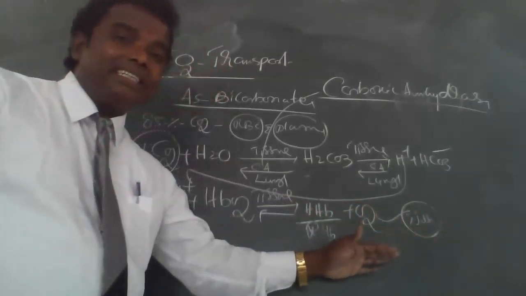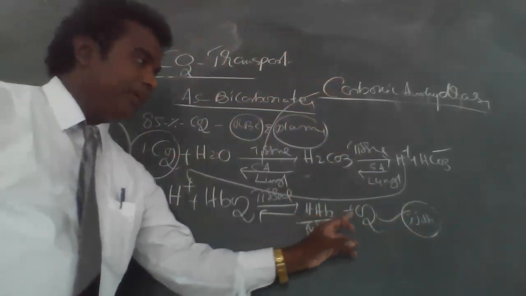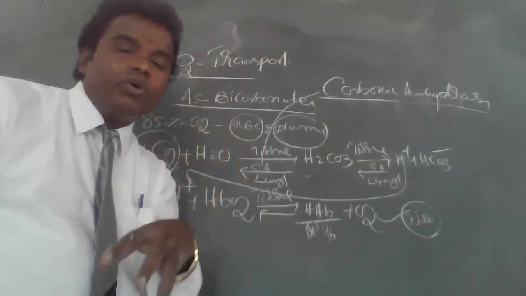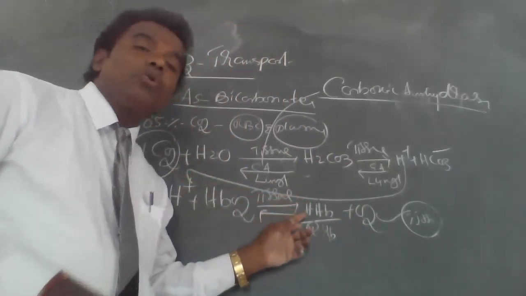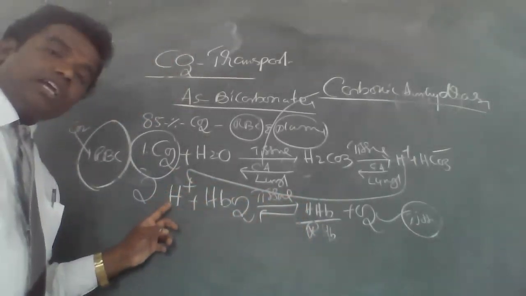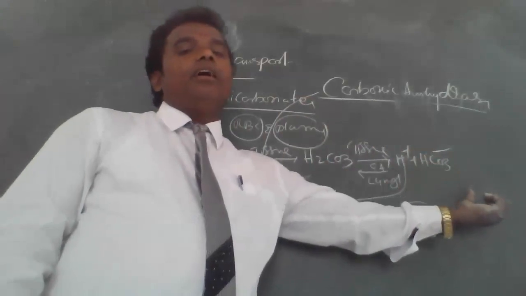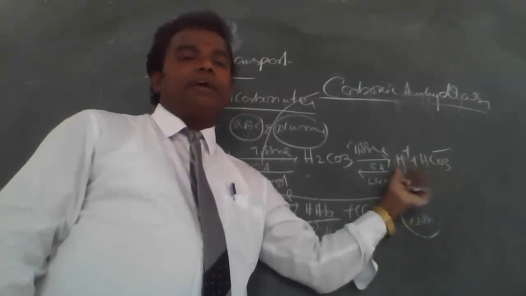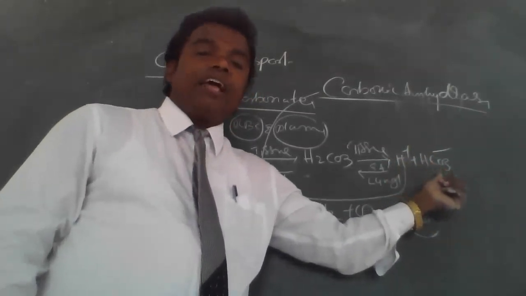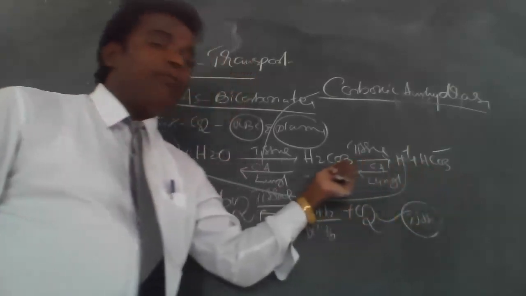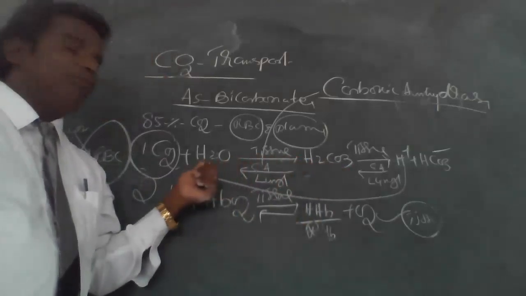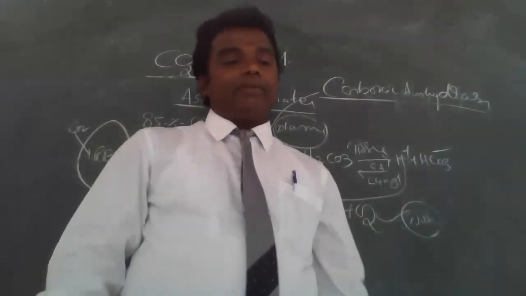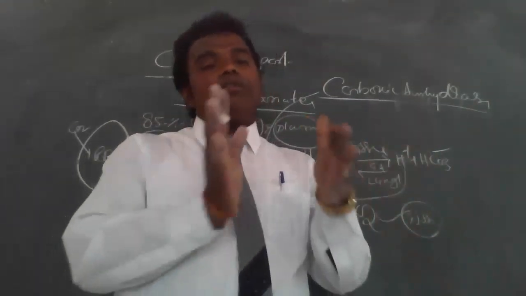Now, in the lungs, the reverse reaction takes place. Come on, tell me, in the lungs what happens? Oxygen is unloaded and loosely binds with reduced hemoglobin to form oxyhemoglobin, and hydrogen ions are formed. These hydrogen ions bind with the bicarbonate ions to form carbonic acid. This carbonic acid immediately dissociates into carbon dioxide and water, and this carbon dioxide is removed by expiration. This is the transport of bicarbonate.